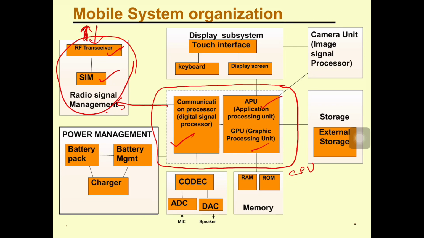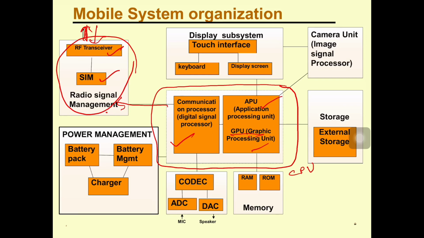The application processing unit is used to perform the various tasks in smartphones, such as saving applications like Word, Excel, PowerPoint, etc., or storing documents in various formats such as .doc or .pdf. Whereas the GPU works for graphical processing. It works mostly on multimedia work.